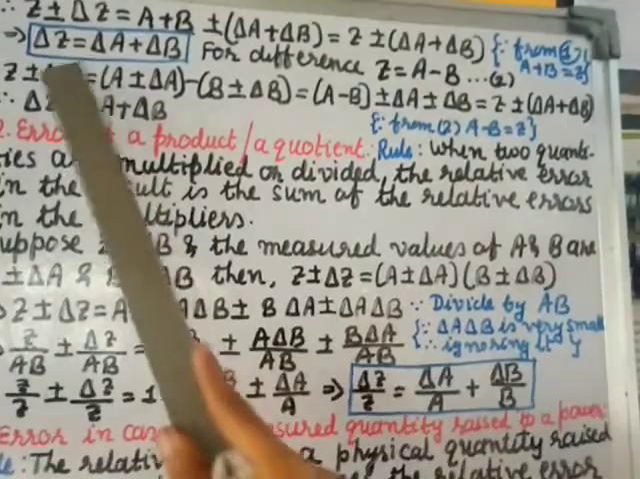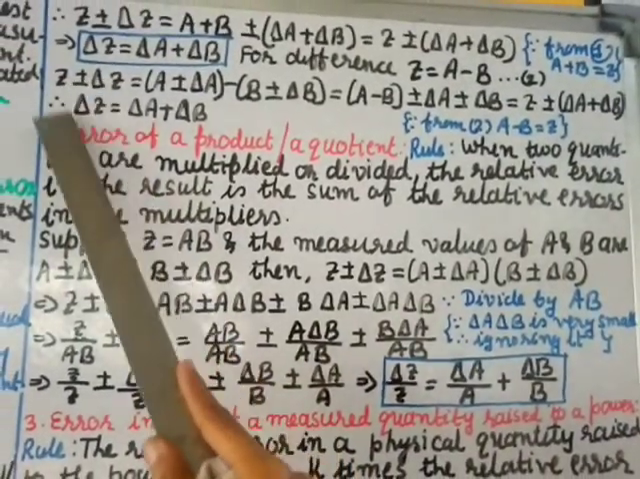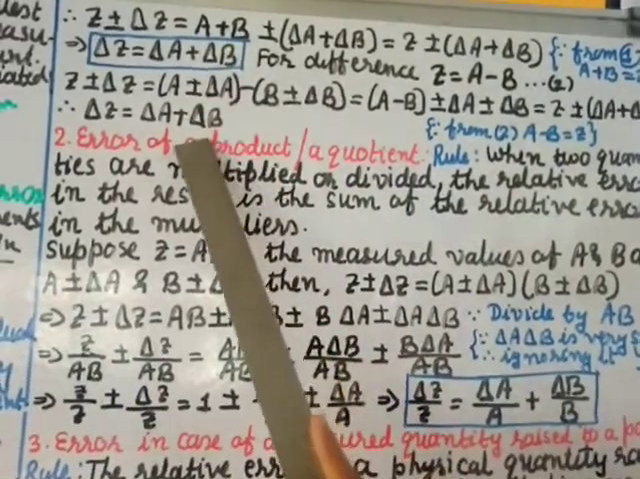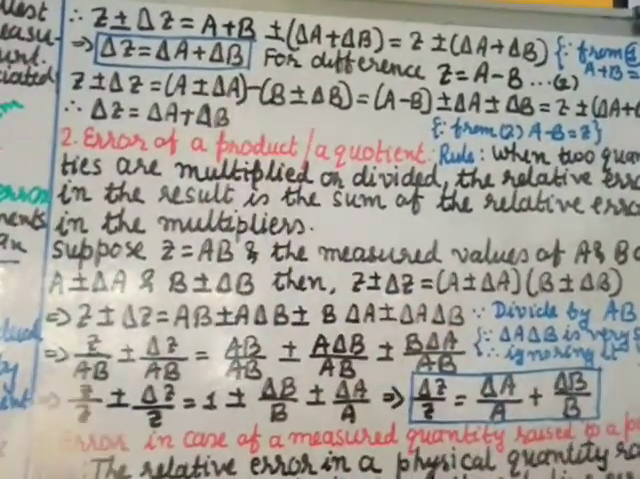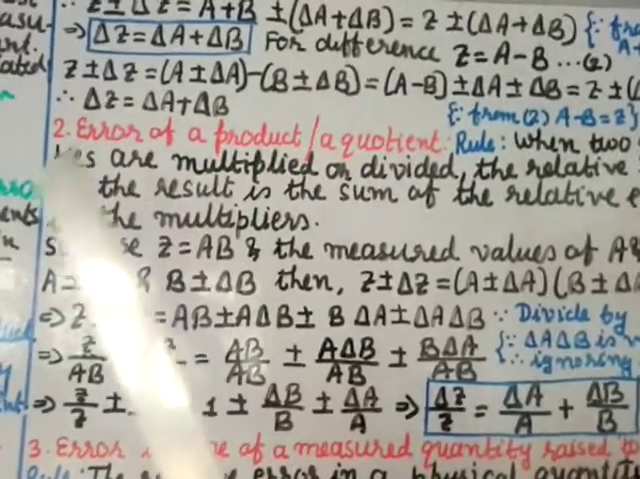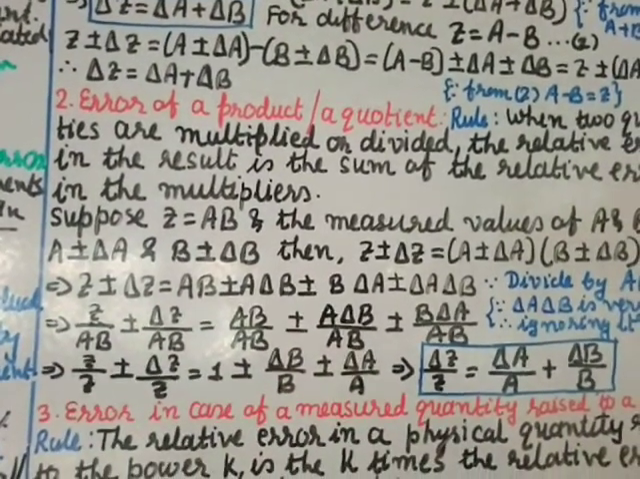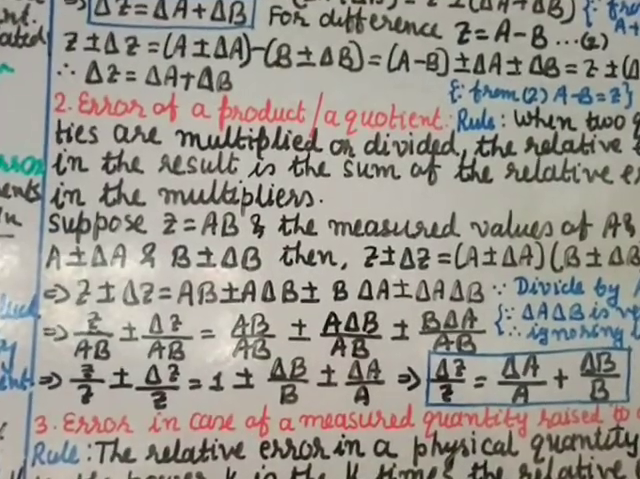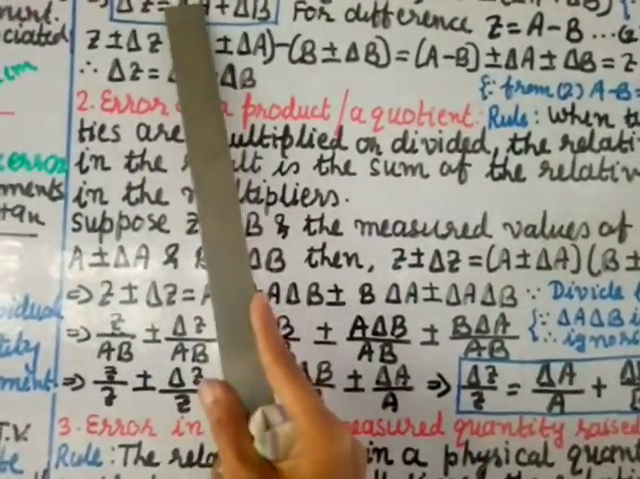So Z and Z cancel. What remains here is delta Z equal to delta A plus delta B. So it comes to be the same result. Okay, both are the same. So if you are combining two quantities, the errors also get added. In addition, the errors are added.